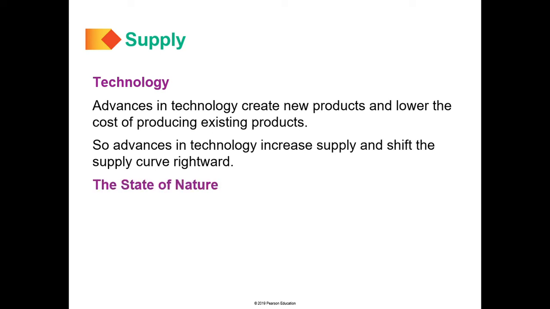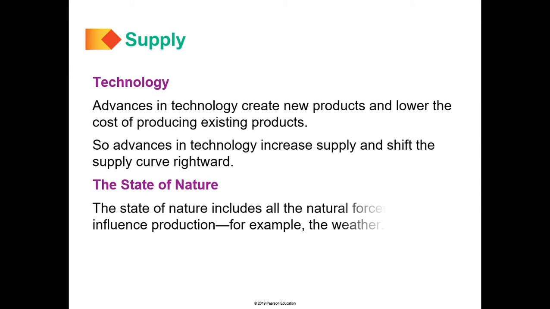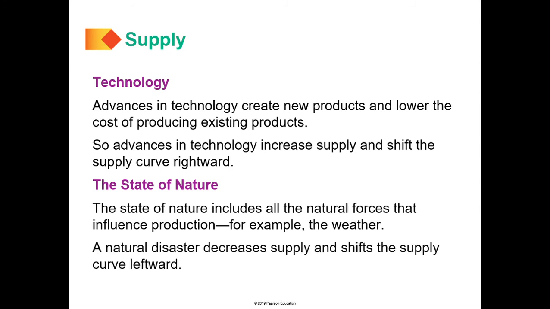And then the last factor is going to be state of nature. So what's the weather like? We're very familiar with hurricanes in our area. So if we have a hurricane, that destroys a whole bunch of stuff. And so supply is going to decrease if we have a natural disaster. For example, in our citrus industry, when we have hurricanes, that decreases supply of citrus.